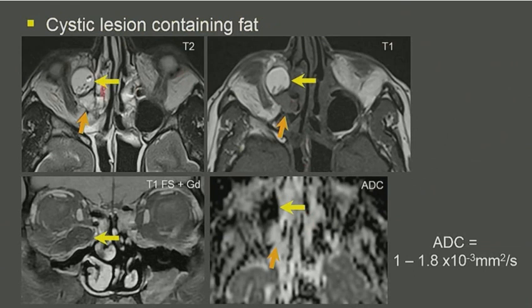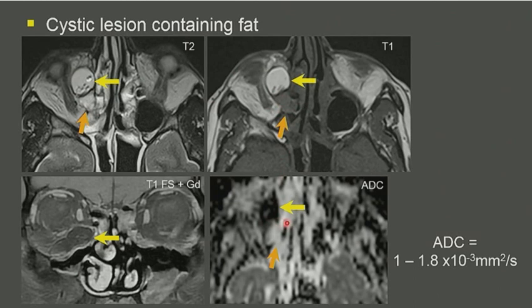Well, we have a cystic lesion that contains fat. You see here that the anterior portion has high signal on T2, on T1. The signal disappears on fat-saturated images. There's also some fluid droplets. This is fatty content. The posterior portion, however, has some other fluid contents.